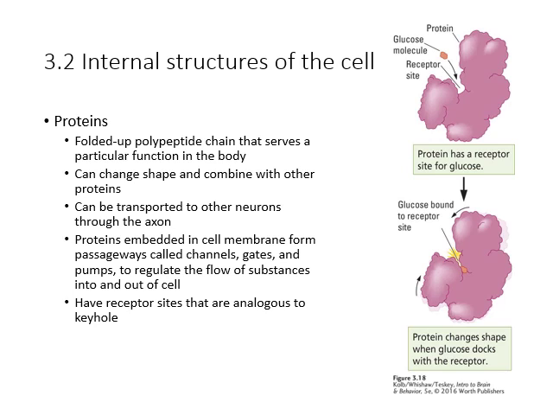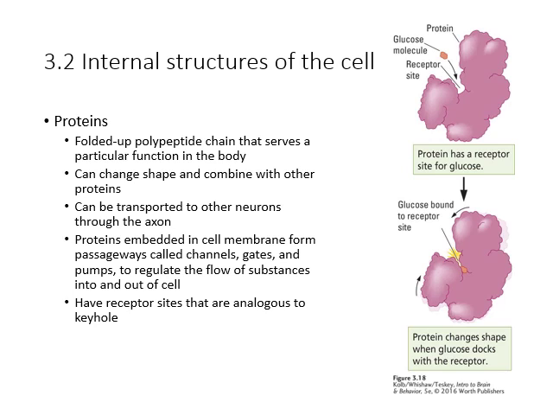And just some brief information about proteins for anyone that might have forgotten from the last time they took biology. They are folded up polypeptide chains that serve a particular function in the body based on their shape, their structure, and they can change shape and combine with other proteins. They can be transported from one neuron to another through the axon.